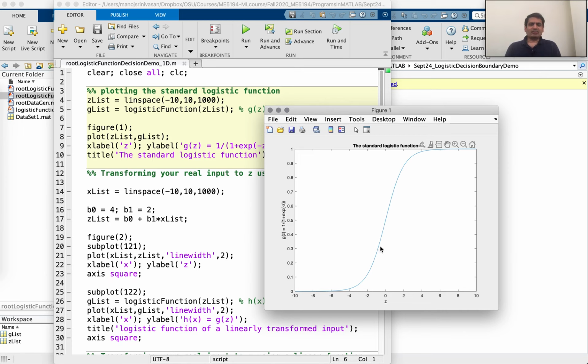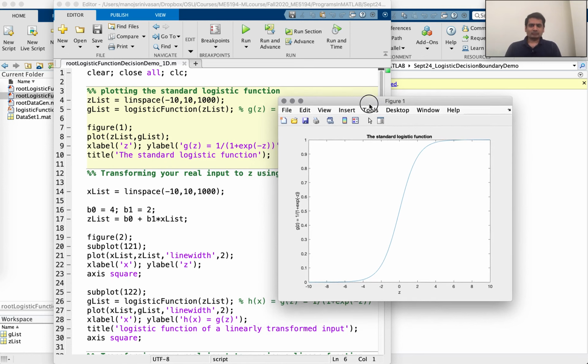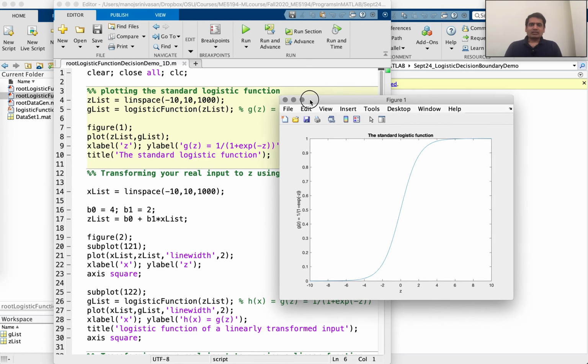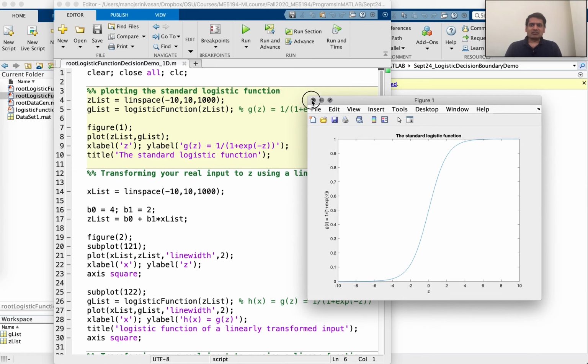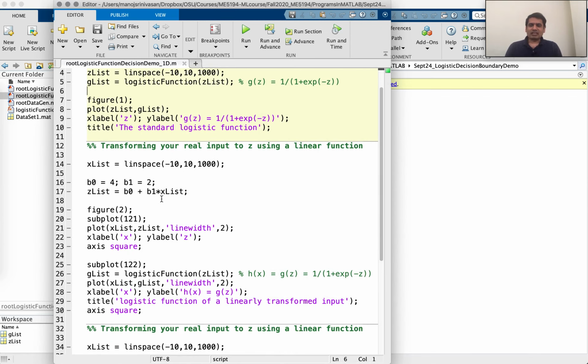It reaches the value of 0.5 when z equals 0. Okay, so that's the standard logistic function. Then let's look at what happens when we transform the underlying variable, say using a linear transformation. Let's say now the input variable is x list, then you say b naught plus b1 x equals z, and now we can plot x versus z.